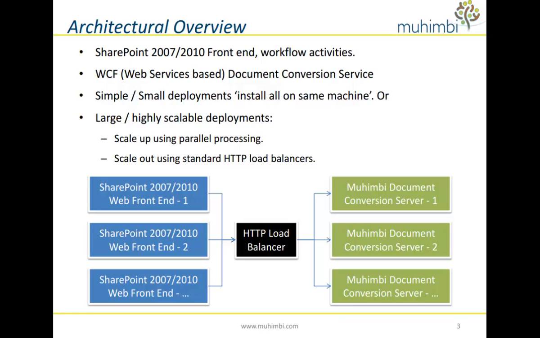So in that case, what you can do is you can have multiple servers that run the conversion service, and you use a load balancer in between, a standard HTTP load balancer. It could be a hardware one, or it could be the free NLBS that comes as part of Windows. And that allows almost linear scalability to be achieved when converting documents. So it scales from the very smallest one server environment to absolutely massive 50 server SharePoint farms without any problems.